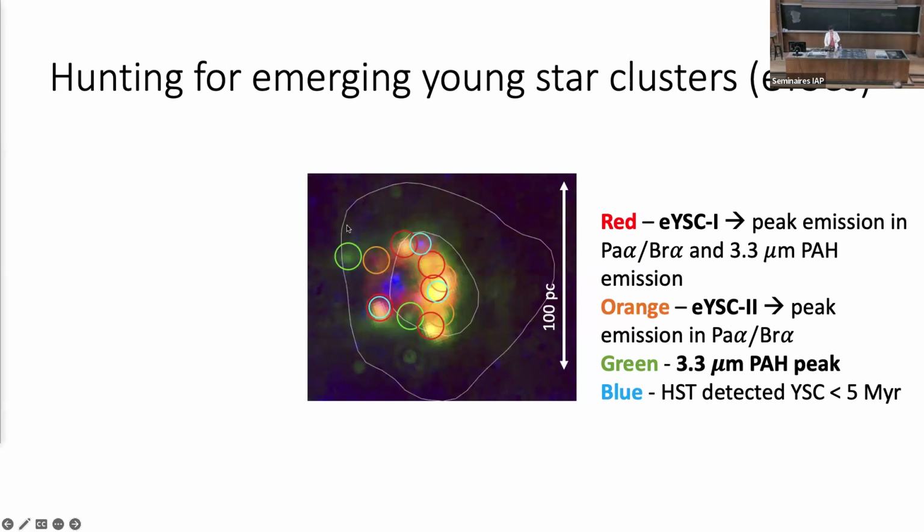And then we also find a class of objects that we call the PAH peaks. We don't know what they are. We see them also in the 7.7. We think they may be star clusters that do not have massive stars, so they do not ionize. We don't see them in Brackett alpha or Paschen alpha.